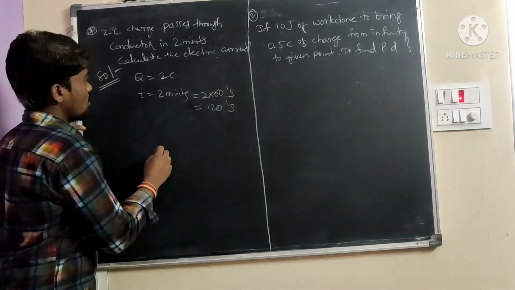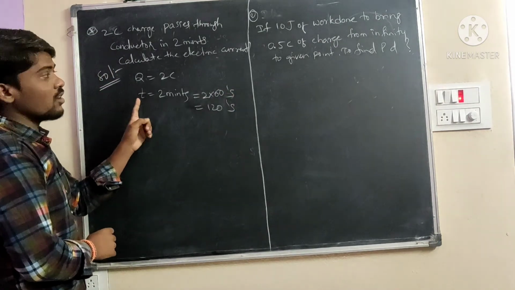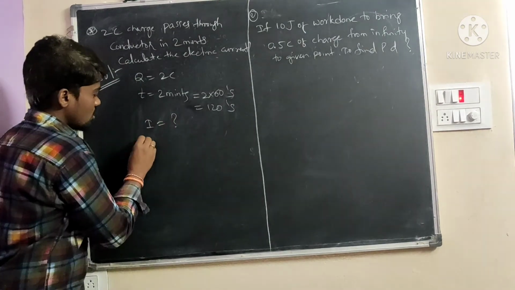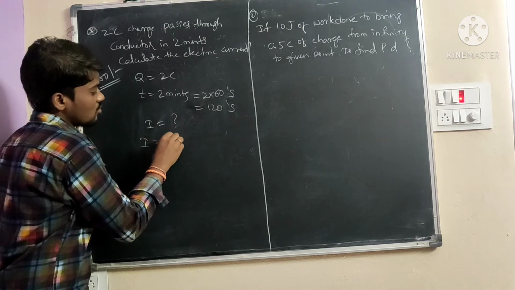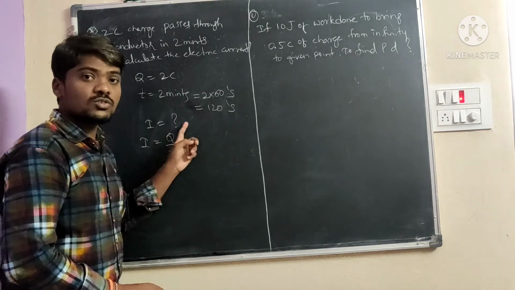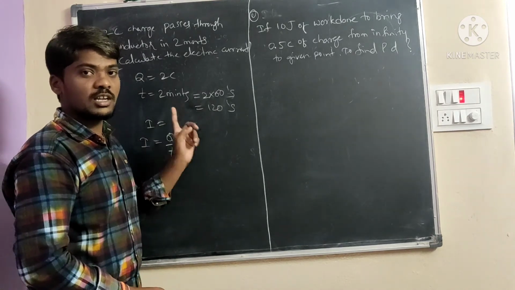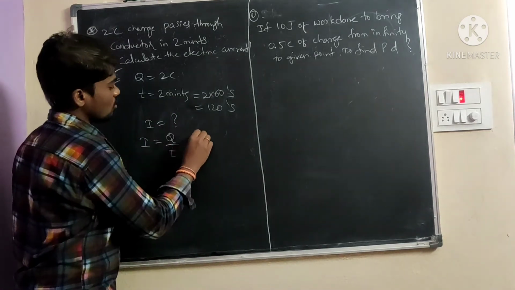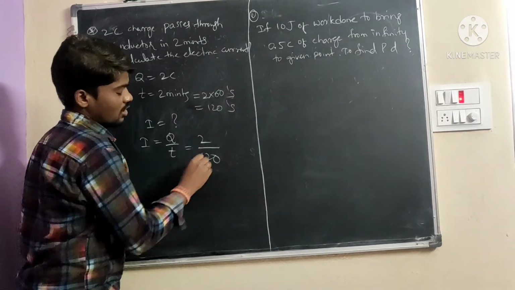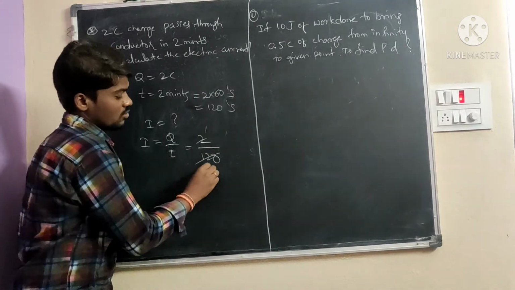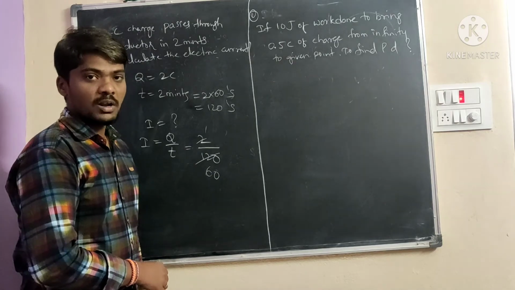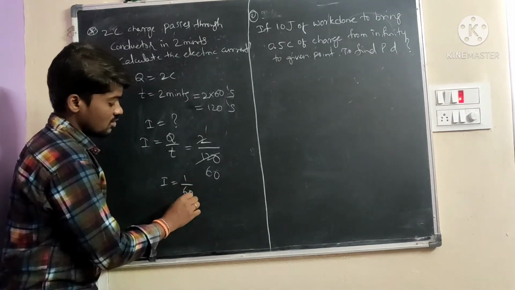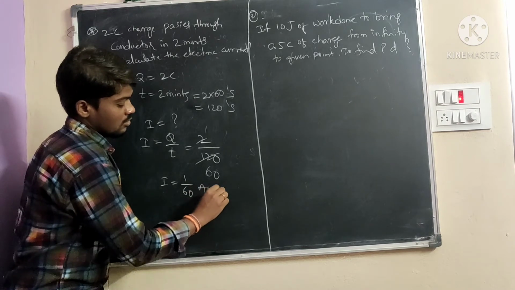Q is there, time T is there. Find the electric current. I is equal to Q by T. Q is given, T is given. Substituting the values, Q is 2 and T is 120. 2 by 120 is 1 by 60. I is equal to 1 by 60 amperes, or coulomb per second.